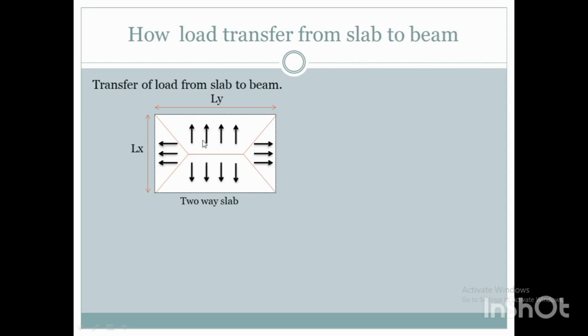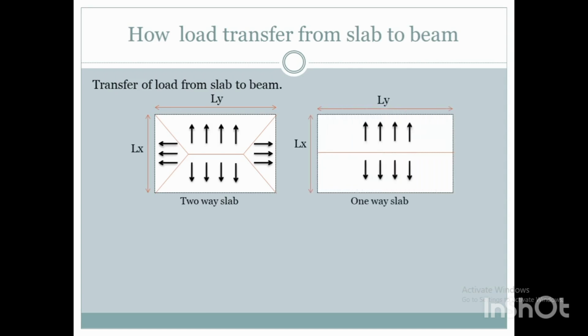The longer beam, the beam that supports the longer span of the slab, will take the trapezoidal load, and the shorter beam that supports the shorter span of the slab will take the triangular load.